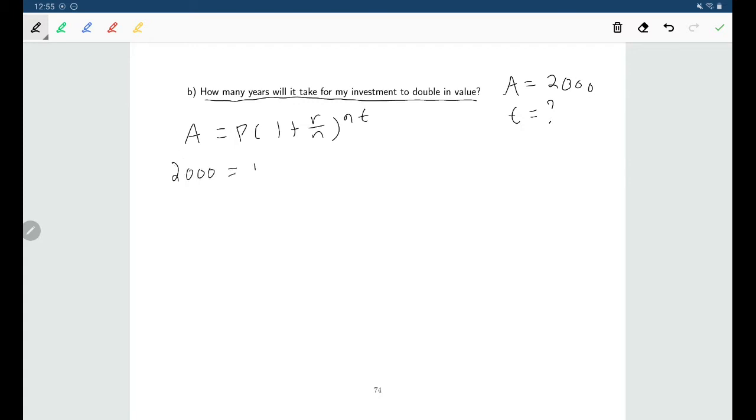Our principal is 1,000. What's inside the bracket is still going to be the same. It's still 4% interest compounded monthly. And the thing that's now the unknown is our power, n times t or 12 times t. So now we've got an exponential equation to solve. And we know how to do that from the previous section. First, you would want to isolate that exponential function. So I've divided both sides by 1,000.